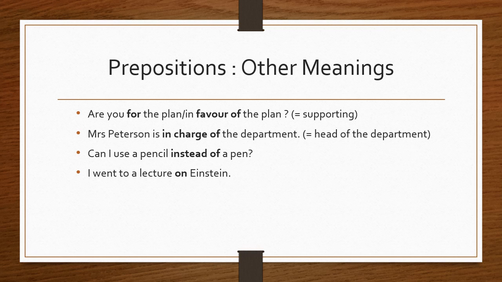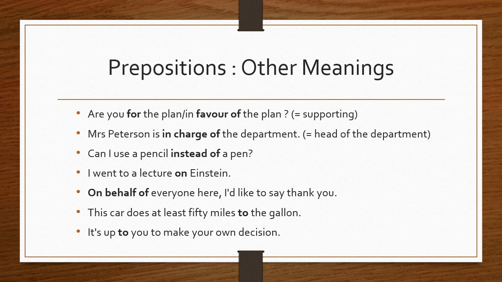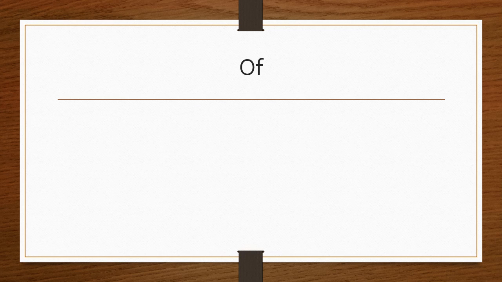I went to a lecture on Einstein. Here on does not talk about place or time, but about the subject, about whom. On behalf of everyone here, I'd like to say thank you. This car does at least 50 miles to the gallon, where to means per gallon. It's up to you to make your own decision. You have to make your own decision. So here we see that many prepositions can have other meanings than time or place. Now let's look closely at some of those prepositions. We'll start with of.